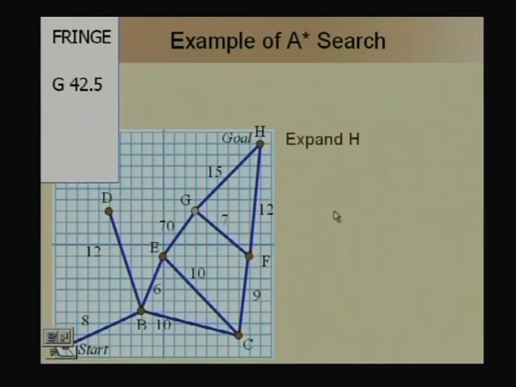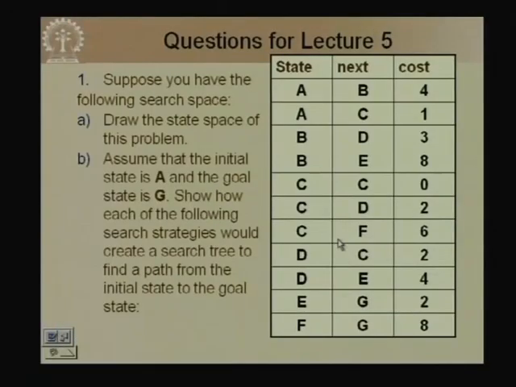We expand H, which is a goal node, and we have found a goal whose cost is 39, which is better than the cost of 99 which we found in the greedy search. And this is the optimum path to this goal node. Okay. So, we stop today's lecture and we will look at the questions in the next class. Thank you.